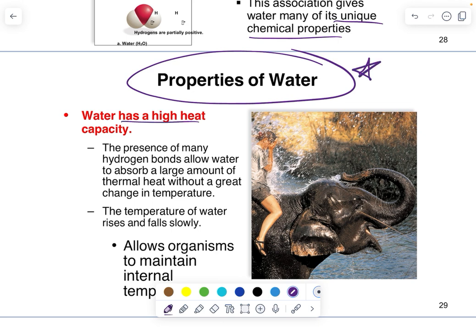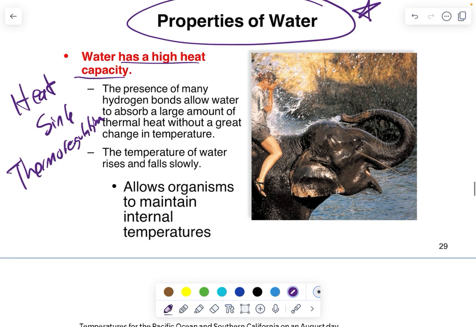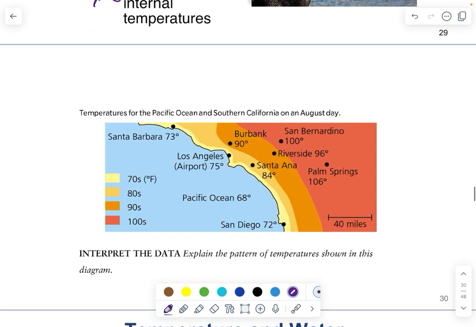Water has a high heat capacity, which means it takes a long time to warm up. So it's like a heat sink. I would almost write that down. And that's helpful for thermoregulation, maintaining internal temperatures, which is homeostasis.